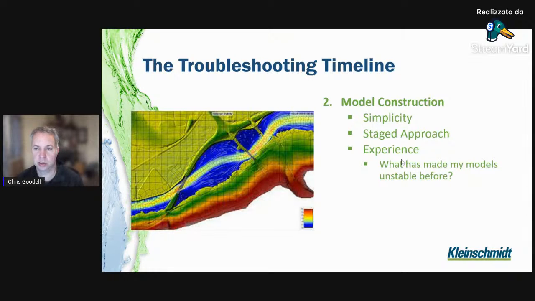Add those things one at a time in a staged approach and run the model in between each addition. The reason for that is because if you run your model after adding in a bridge and it crashes, then you know it has something to do with that bridge. Whereas if you build the entire model with everything in it and then run it and it crashes, you may not know what's causing that crash.